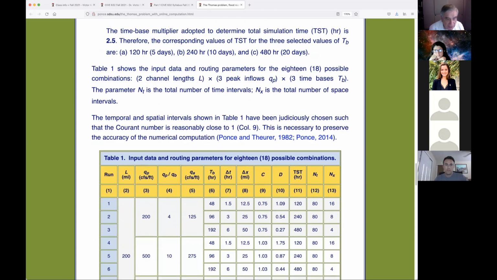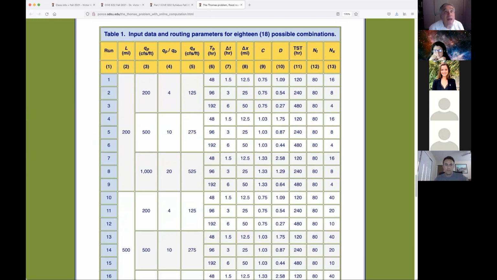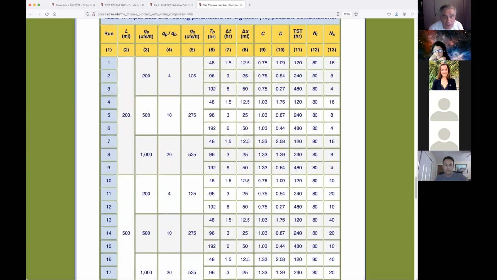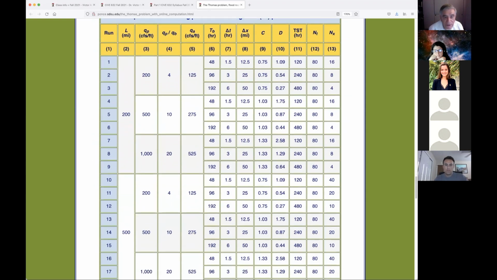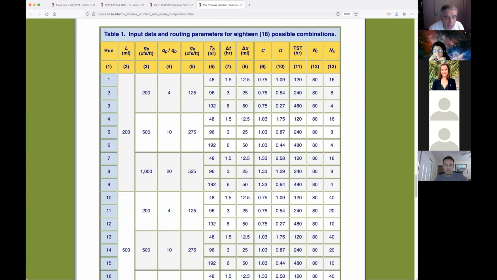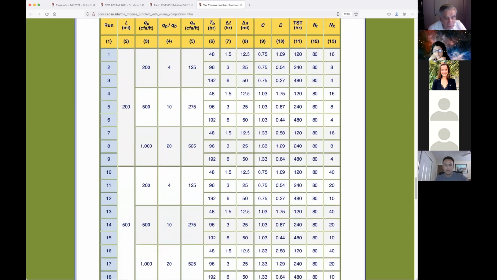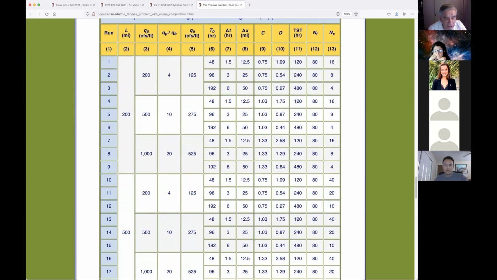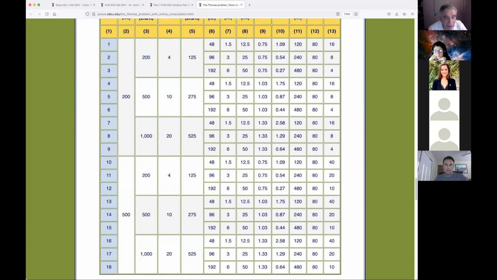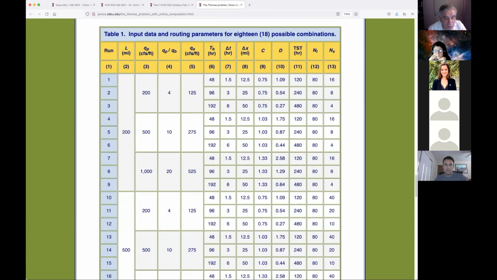Therefore, we have the hydrograph in here, the table, input data, routing, and so forth: 18 possible combinations of all the runs we have run, right? We have the runs for length 200, 500, peak 200, 500, and 1,000, peak 200, 500, 1,000, 4, 10, and 20, right? And then we had all these values that we had to set up judiciously, carefully. It's not just any number. We got to set it up.